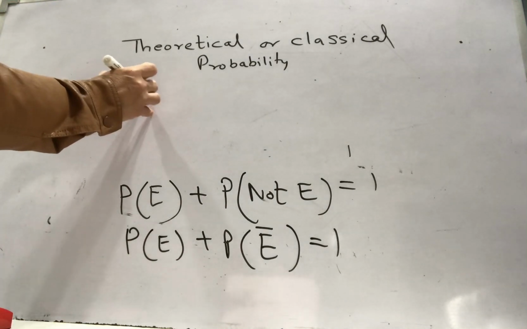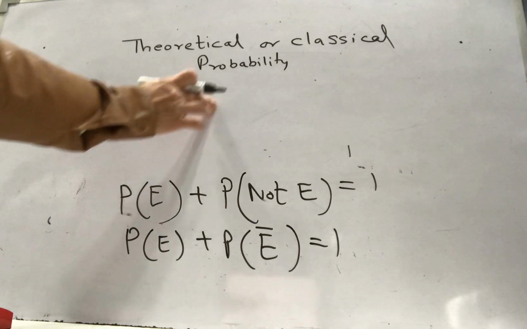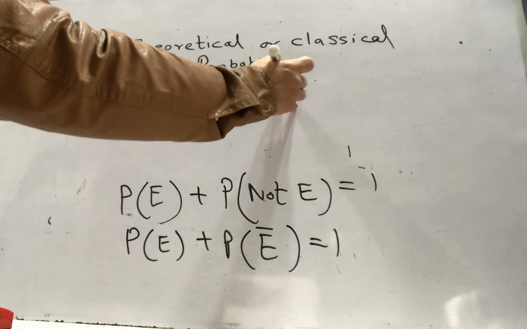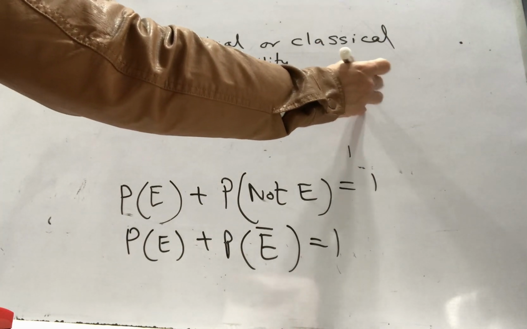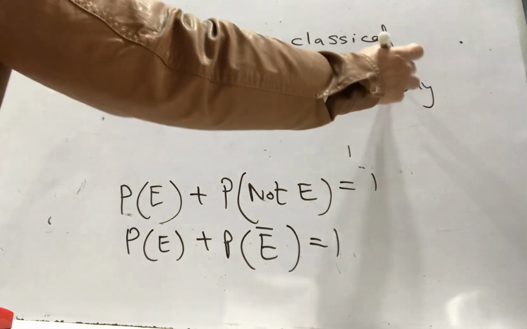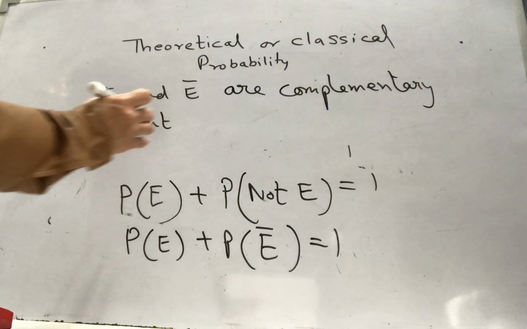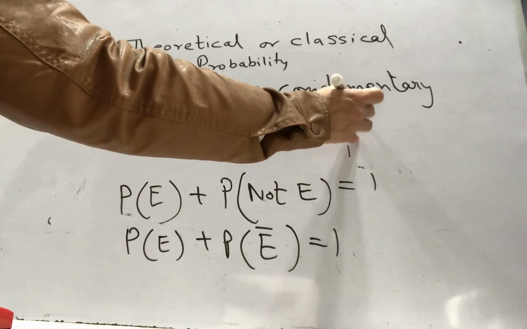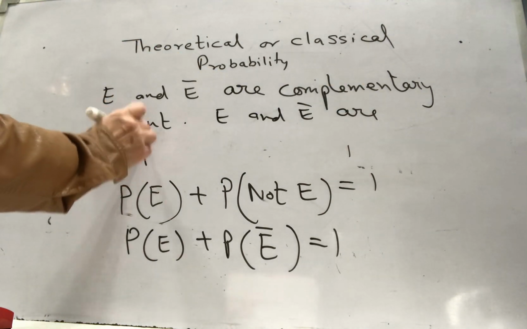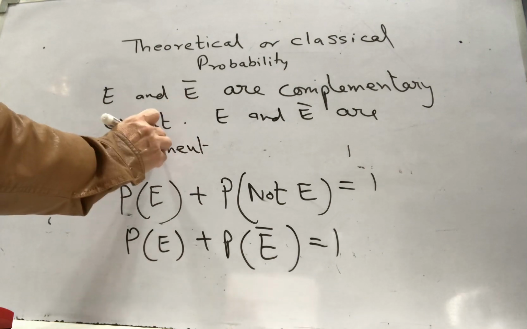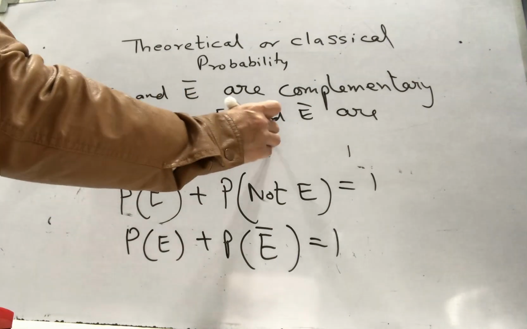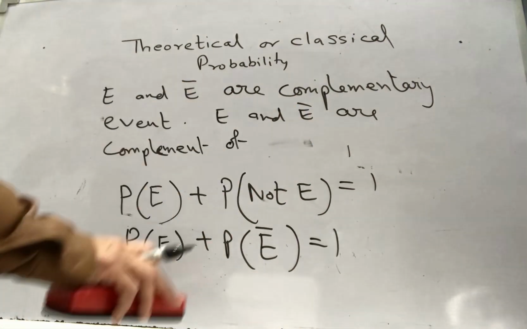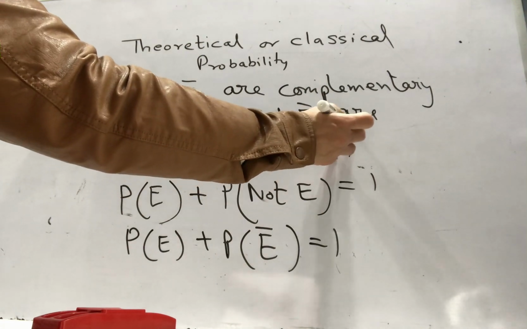And this E and E dash. What is my E dash? Not happening of the event. They are complementary events. You call them complementary events. So we can say E and E dash are complement of each other, complement of one another. E and E dash are complement of one another.